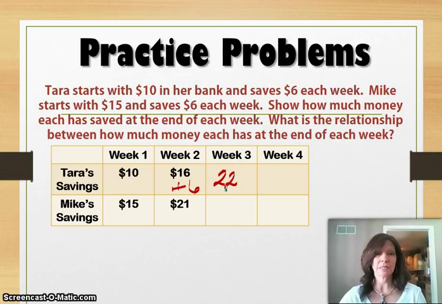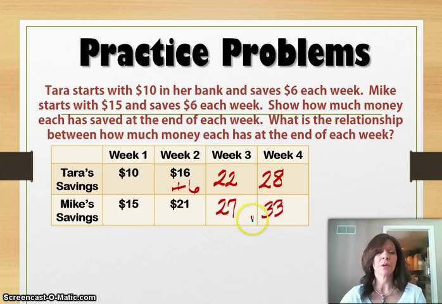You're going to add 6 again. So the next week then she has $28 because you're adding 6 every week. Week 2, he has $21, but he added 6 more. He now has $27. You added 6 more. He now has $33 at the end of week 4.